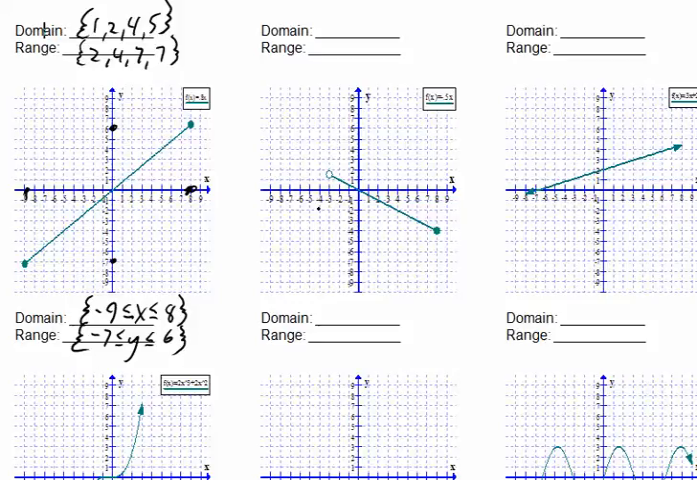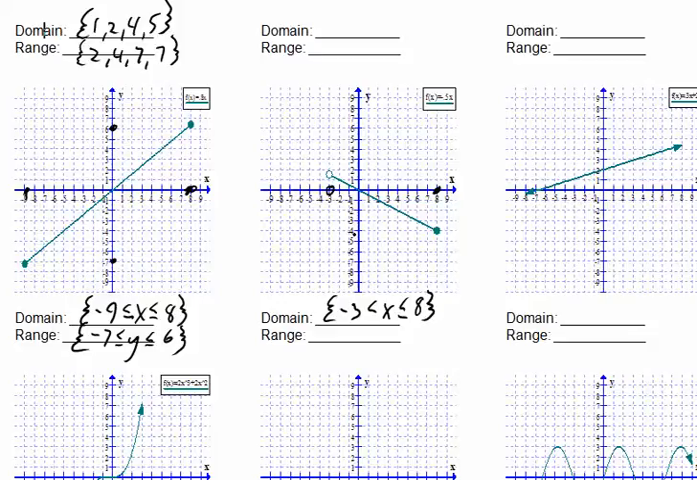So this one, we have our x. The smallest one is -3, and the biggest one is 8. So we do -3 is less than. Now, it's an open circle, so we don't put the equal sign. x is less than or equal to 8.